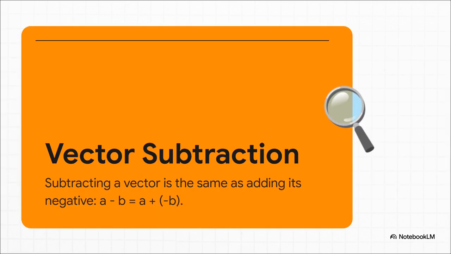And here's a neat little trick. Subtraction isn't even a new thing. To subtract vector B, you just add its negative. So you take that first journey A, and then you just follow it up with the reverse journey of B. It's just a special kind of addition.